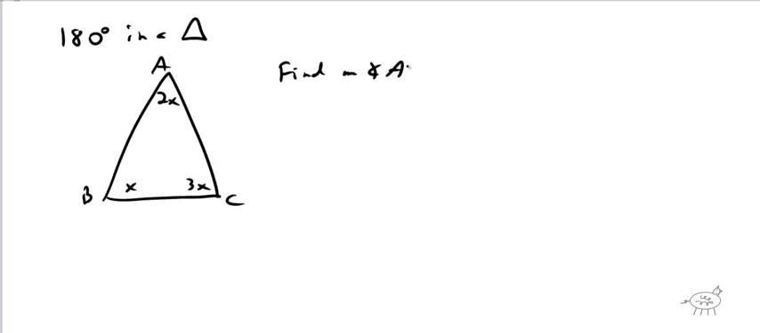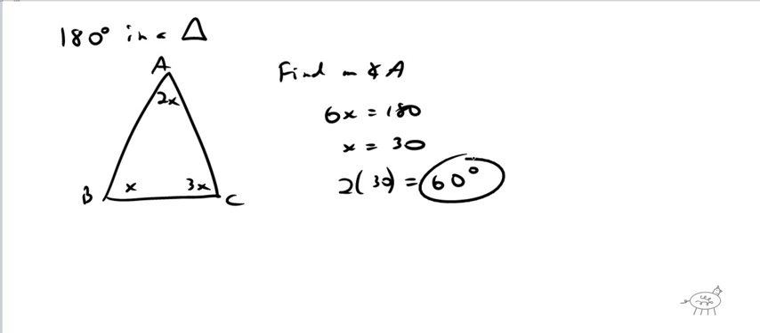Hey, how you doing? All right. So again, what you're doing is you're setting all these equal to 180. So 2x plus 3x plus x, 6x equals 180. So x equals 30. And then of course you need to find the measure of A. So it's 2 times 30, which is 60. Okay, pretty easy, pretty easy.